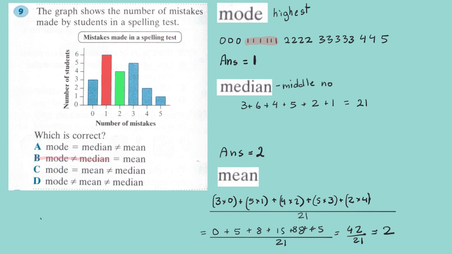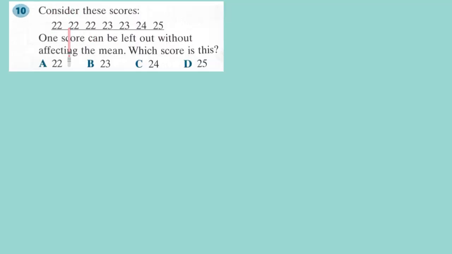Mode is different from the mean and the median. So we consider these scores: 22, 22, 22, 23, 23, 24, and 25, and one score can be left out without affecting the mean. Which score is this? Well, let's find out what the mean is, by adding all these scores together and dividing it by the number of scores.